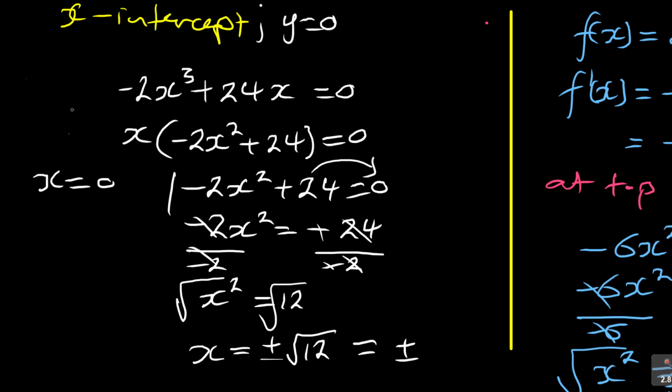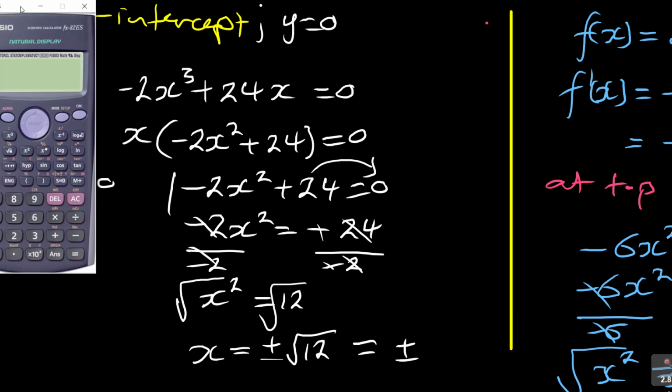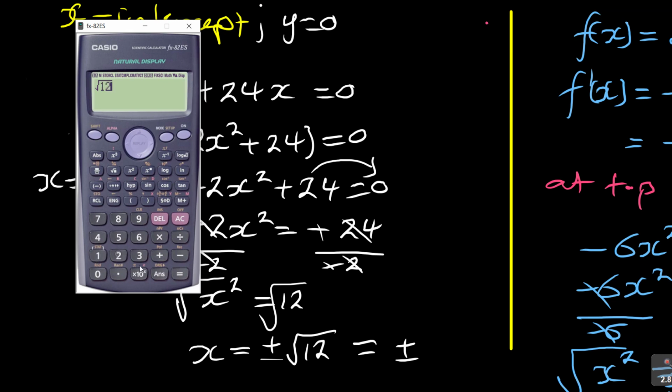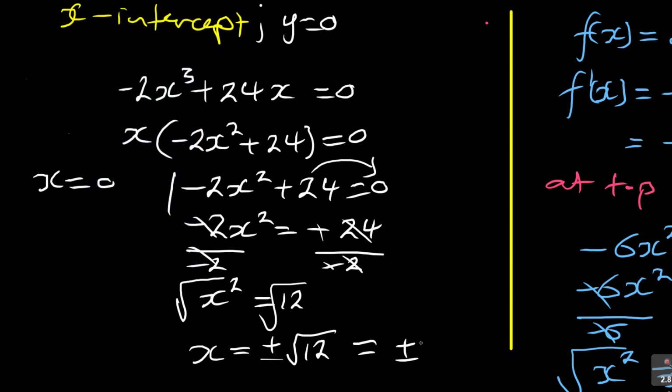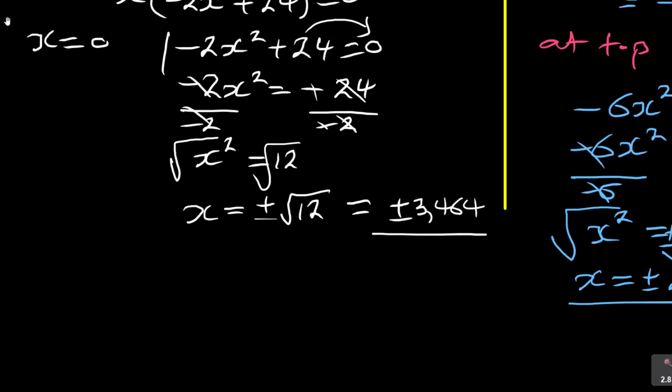Let's find the square root of 12. Square root of 12 is 3.464. These are the x-intercepts. So if they ask you about the x-intercepts, you can say the x-intercepts are plus and minus 3.464. Are you with me?